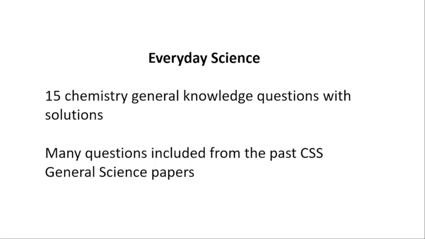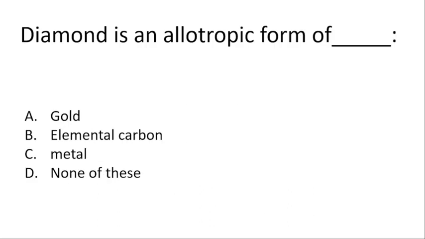Today I am presenting you 15 chemistry general knowledge questions and their solutions. Many of these questions are from the past CSS general science papers. So starting with the first question, diamond is an allotropic form of, the correct answer would be elemental carbon.